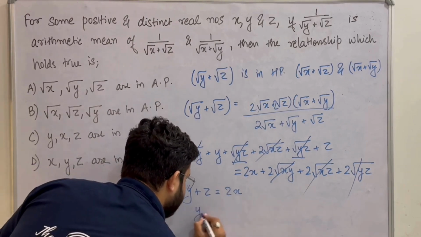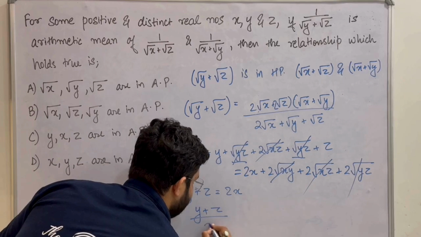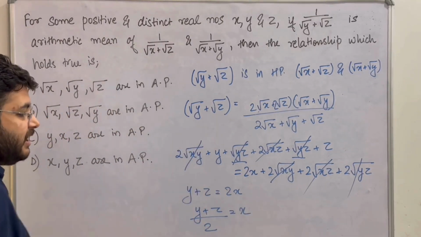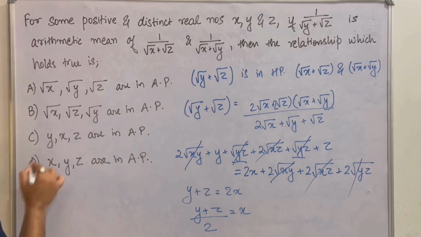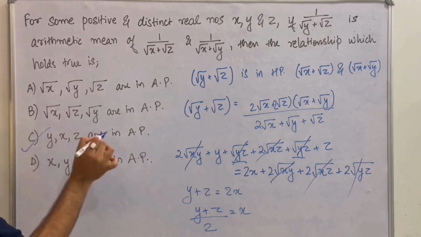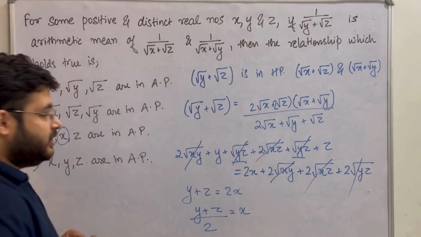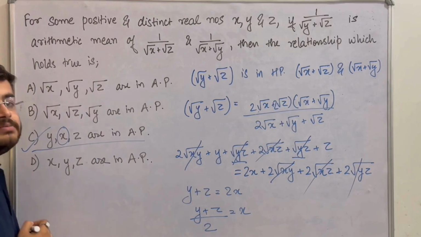And from here what do we get? That (y plus z) divided by 2 is equal to x. That simply means that x is the arithmetic mean of y and z. And as per that, option C, that is y, x and z are in AP, becomes the right answer, because the middle value is always going to be the arithmetic mean. So option C becomes your correct answer.